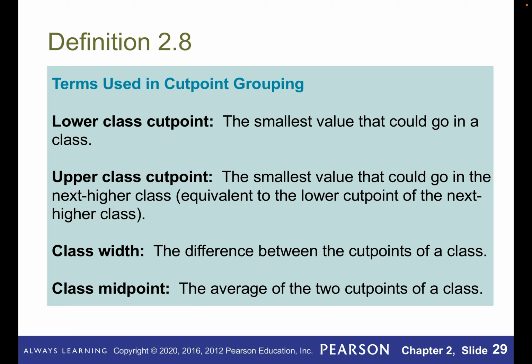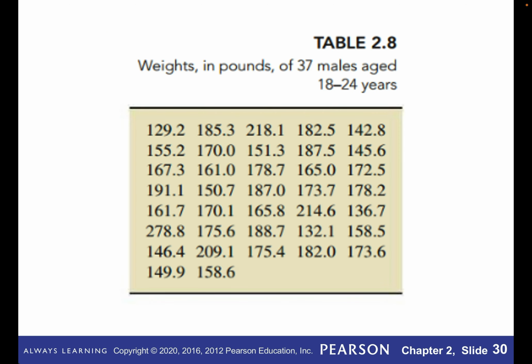Okay, and then class width is very similar. It's just the difference between consecutive cut points and then the class midpoint is the average of the two cut points for any class. So again, we use cut point grouping when we have continuous data such as weight. So here we have the weights of males age 18 to 24 years of age.